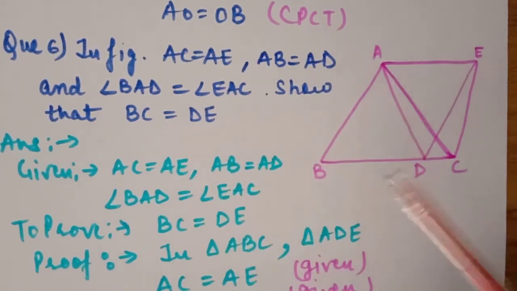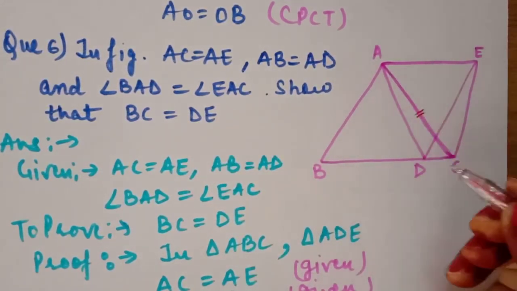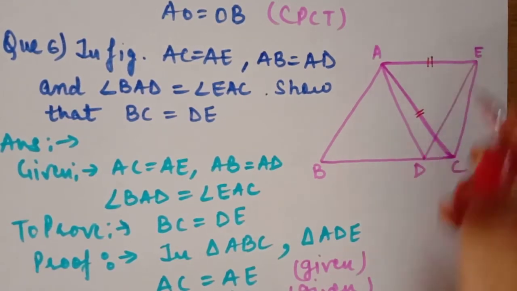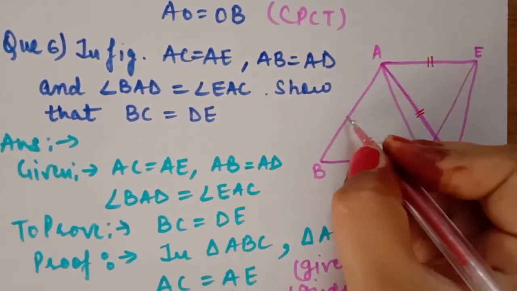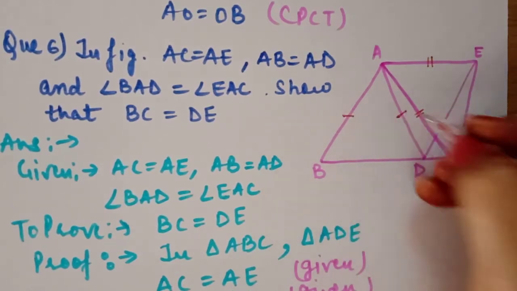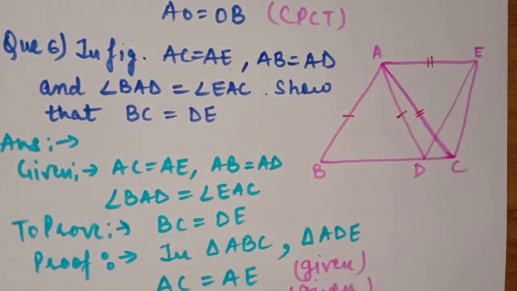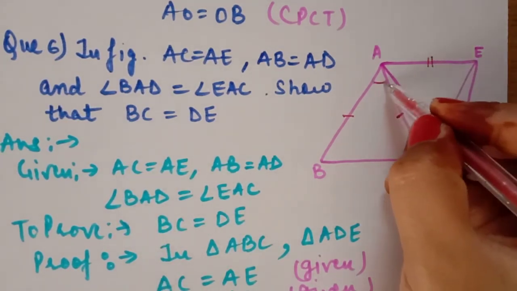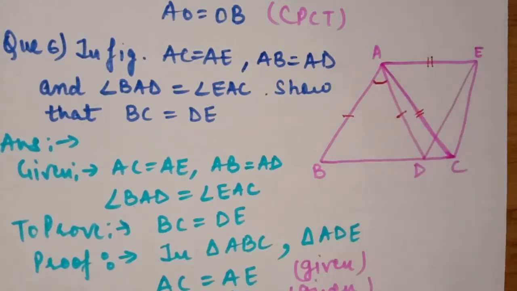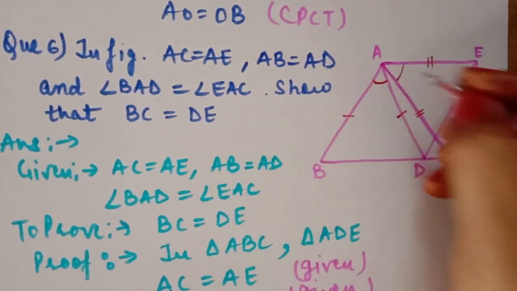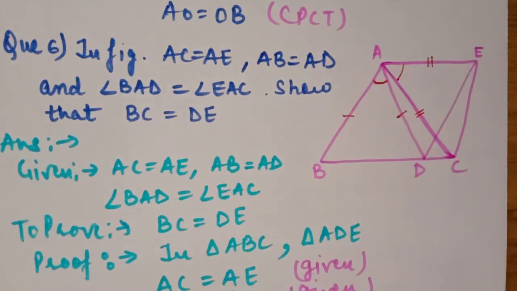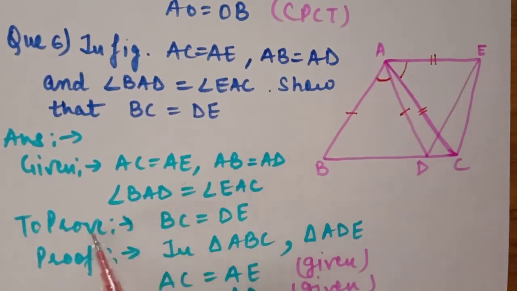So what is given? AC is equal to AE. These two sides are equal to each other. AB is equal to AD. We mark them with different signs. It is very easy to read the diagram. And angle BAD, this angle, is equal to angle EAC, this angle. This information is given. To prove is BC and DE.